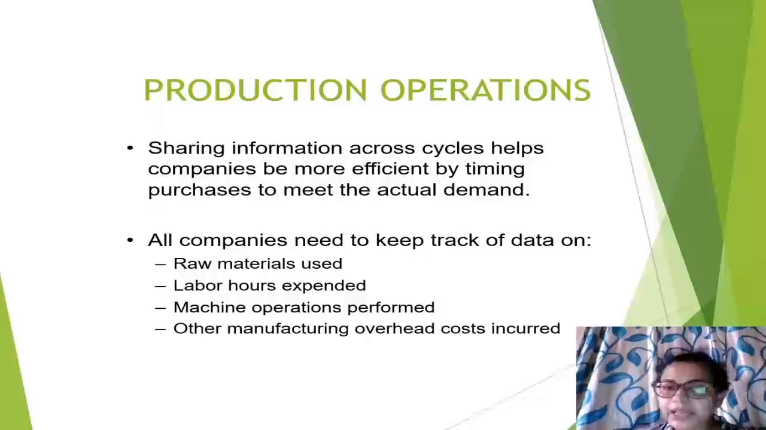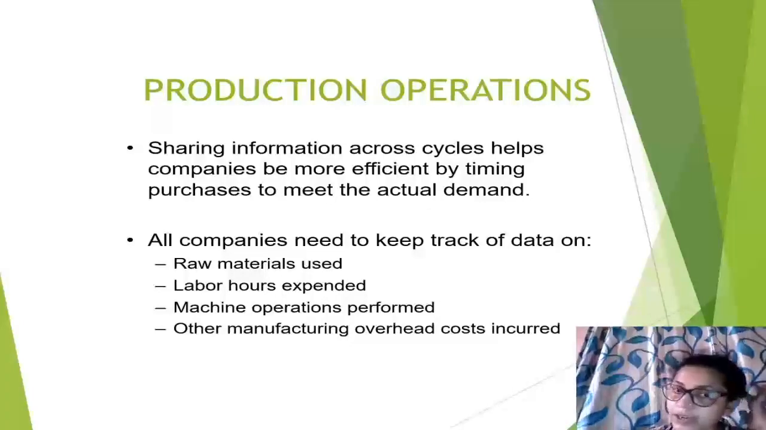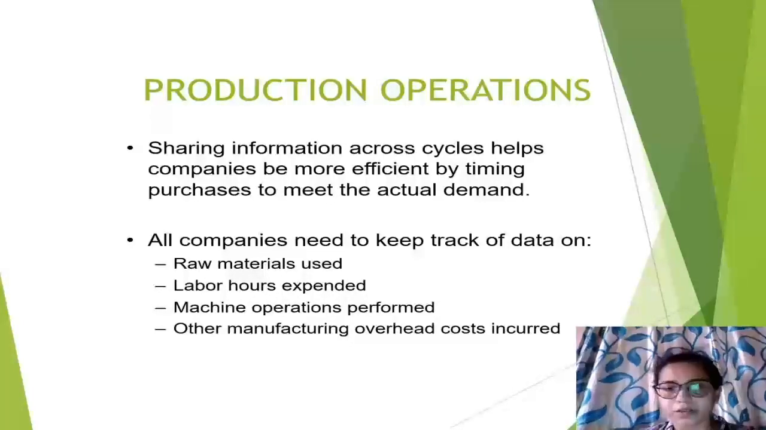Raw material used, labor hours expended, meaning how many hours the labor is working. Then whether the machine operation is properly performed or not. Then other manufacturing overhead cost incurred in that particular production or not. You need to keep all the records.